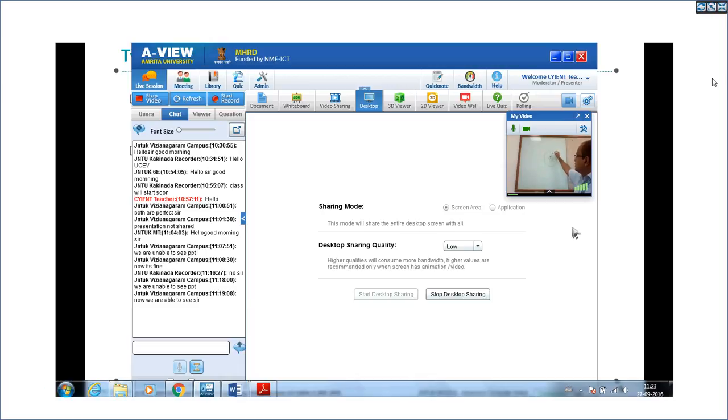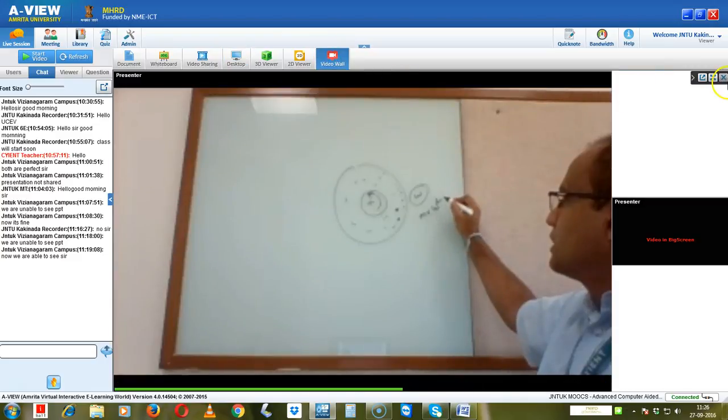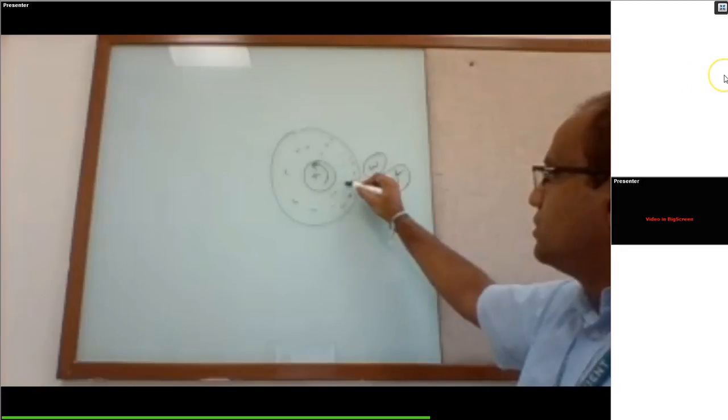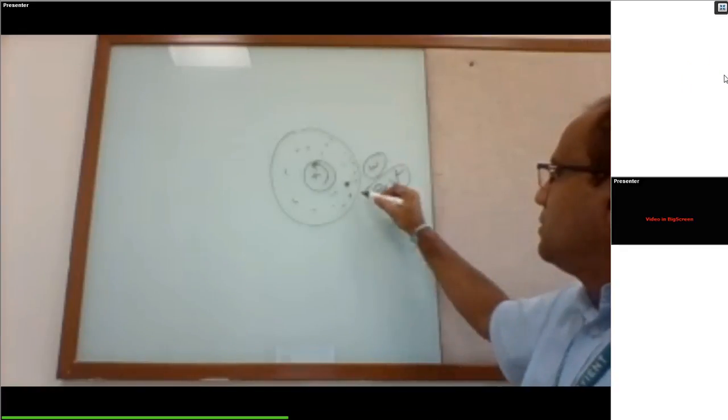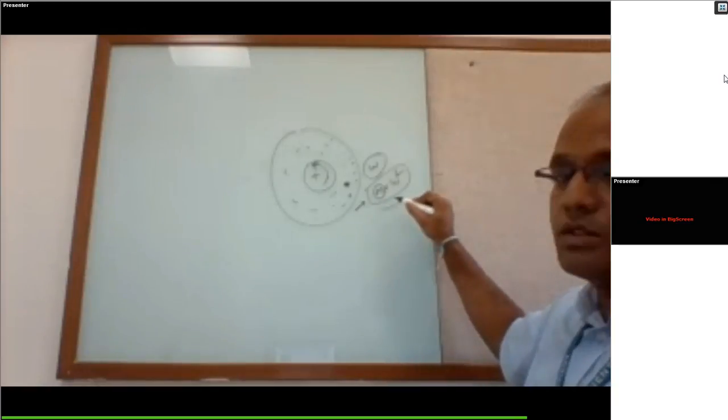So each node in this component will be subjected to omega. That means there will be a force coming from rotation. Typically, it is m r omega square, where m is the mass. So at each node there will be a force acting resulting from the rotation. That is called centrifugal force.